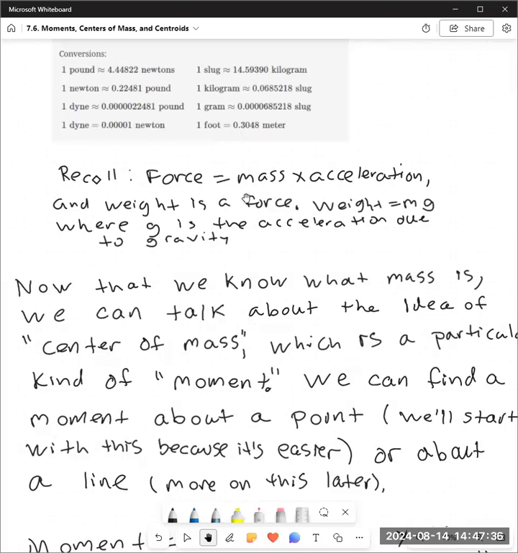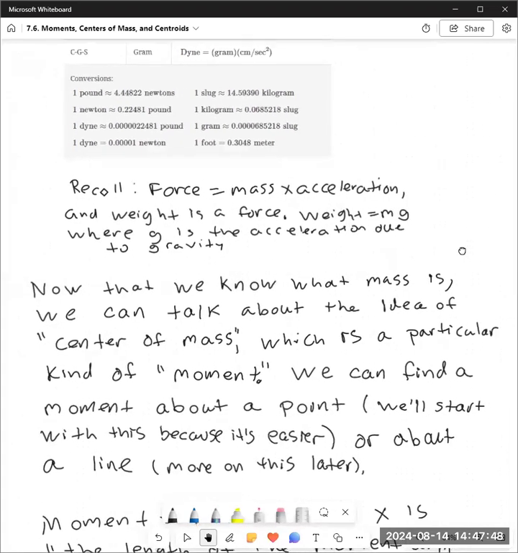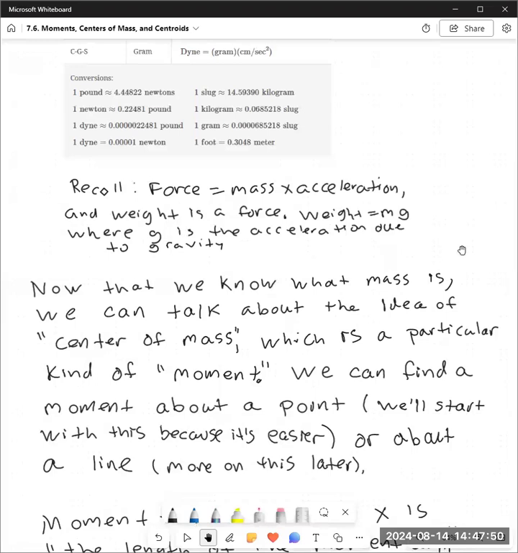So now that we know what mass is, we can talk about the idea of center of mass, which is a particular kind of moment that we're going to talk about here in Calculus 2. Moments are going to be very important in physics and engineering and even in calculus. We'll have additional types of moments that we're going to talk about later: moments of mass, moments of inertia, all types of moments that we can have.